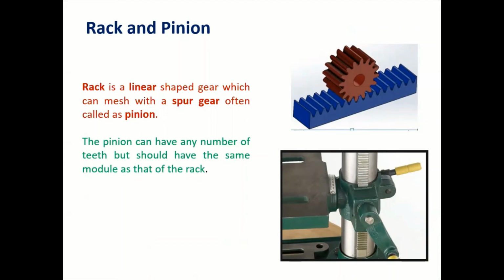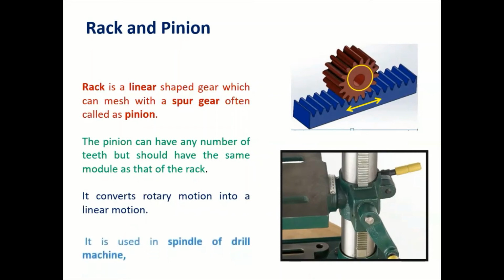When you're talking about the module, module is the unit of size that indicates how big or small a gear is, or we can say it refers to the gear tooth size also. Here it converts rotatory motion into linear motion, meaning the rotatory motion of the pinion will convert into the reciprocating, that is linear, motion of the rack, or vice versa. So linear motion is converted into rotatory, or rotatory is converted into linear. This is possible in the rack and pinion mechanism.